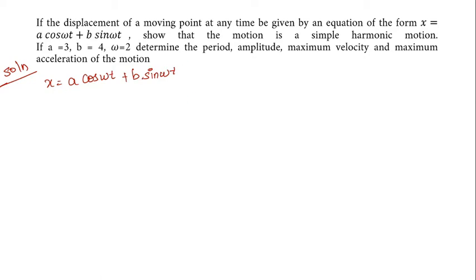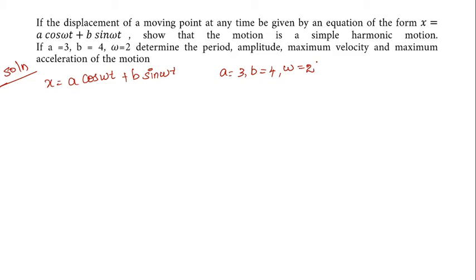Then, if a is equal to 3, b is equal to 4 and ω is equal to 2, in such case we have to find the period, amplitude, maximum velocity and maximum acceleration of the motion. For this, we are going to use the maximum minimum method. Before that, we should know what the maximum minimum method is. In this method, we find the maximum point, the minimum point and the saddle point also.